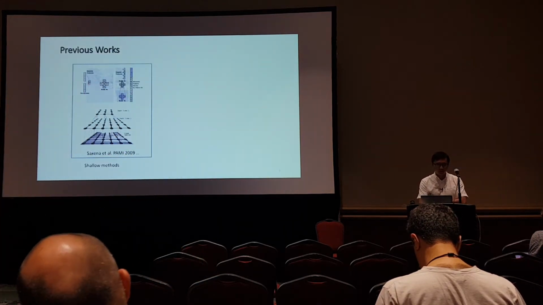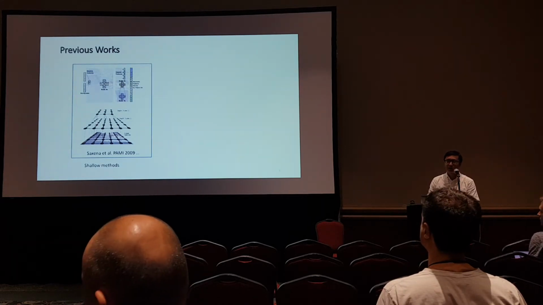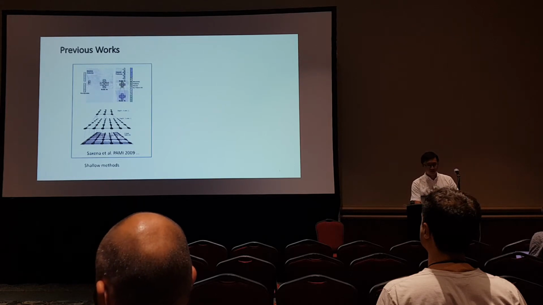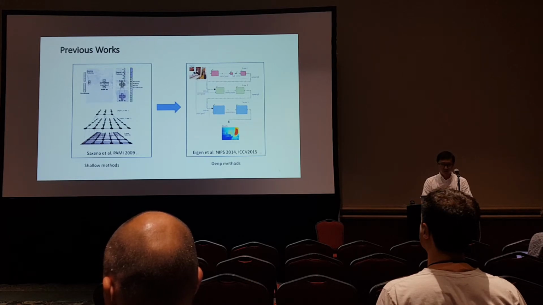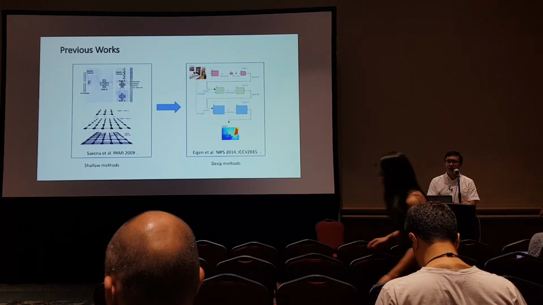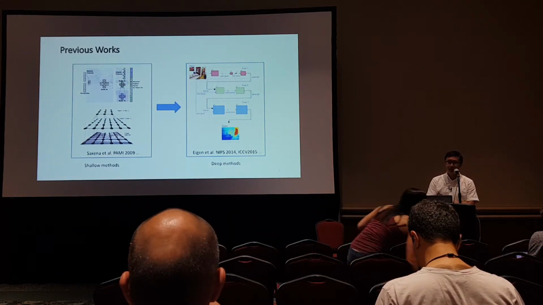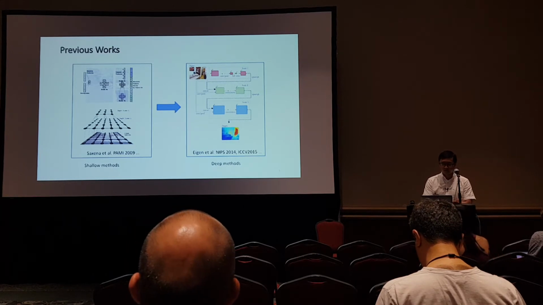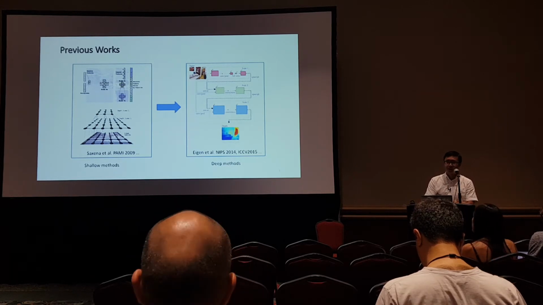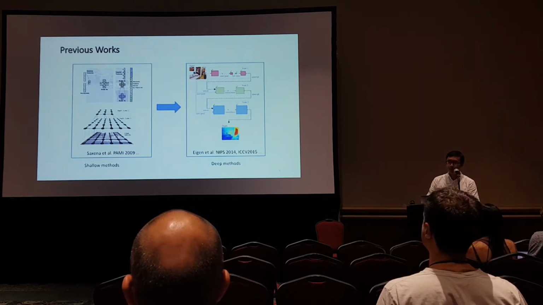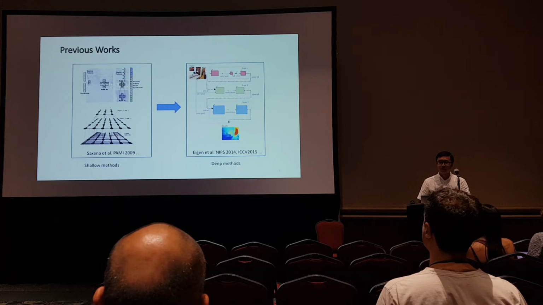A lot of previous works on depth estimation have been proposed, and we can roughly categorize them into two groups. The first group is the shallow methods, and the second group is the deep methods. The shallow methods usually extract handcrafted features from local patches and then apply a Markov random field to enforce global consistency. The deep methods have outperformed the shallow methods by a large margin in recent years because of their ability to learn hierarchical features from a large number of images.